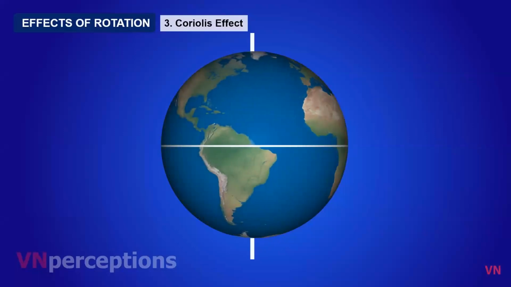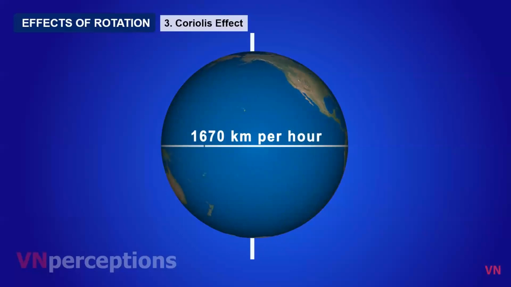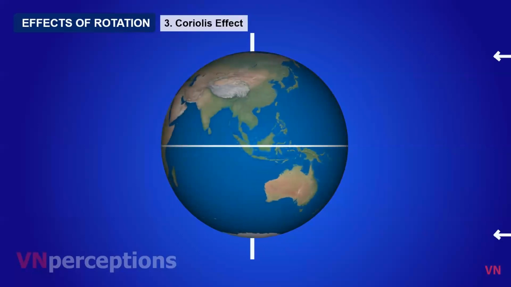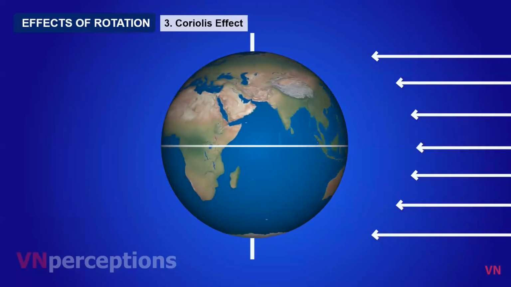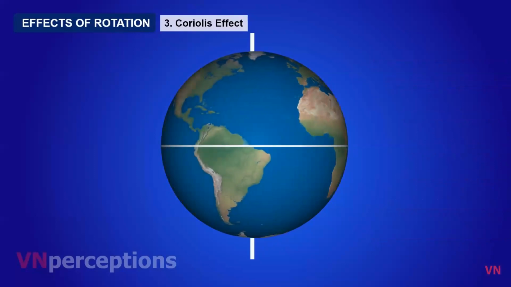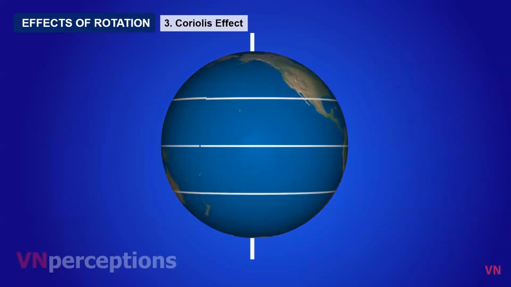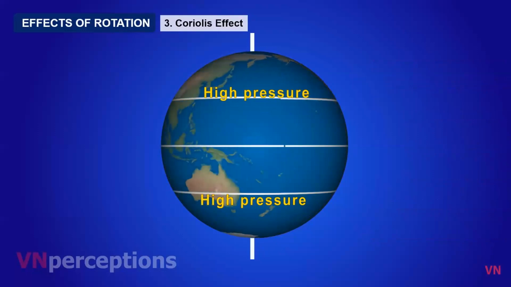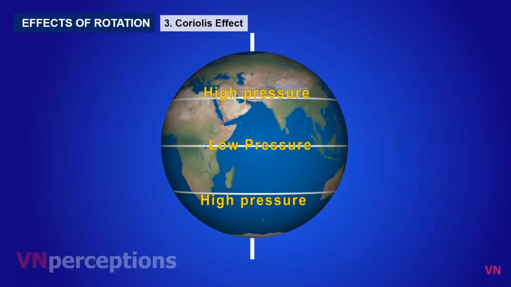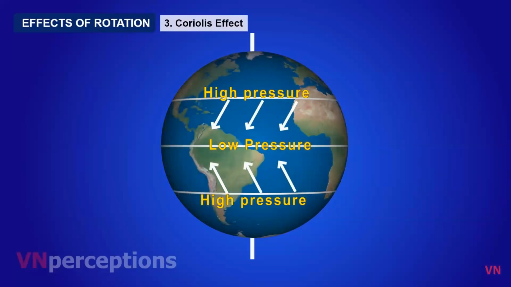At the equator, it is 1,670 kilometers per hour. Second, we have learned that because of the spherical nature of the earth, different parts of the earth receive different amounts of sunlight. So there is a difference in temperature at different places. Because there is a difference in temperature, there will be a difference in pressure. Some places will have high pressure and some other places will have low pressure. And because of that, the wind moves. The wind always moves from a high pressure area towards a low pressure area.